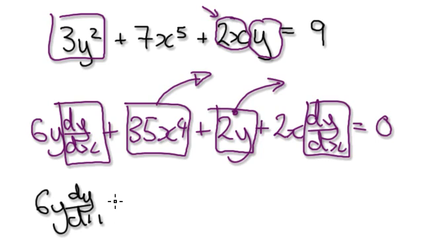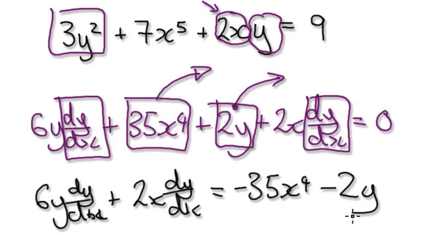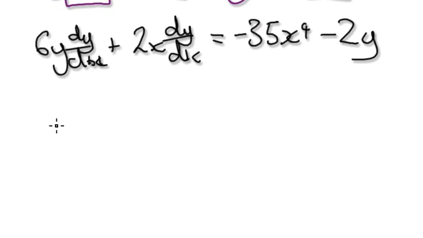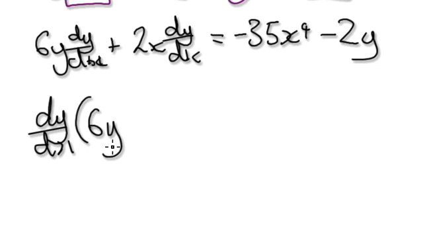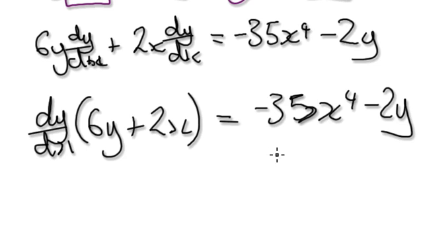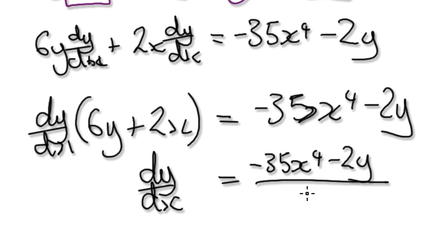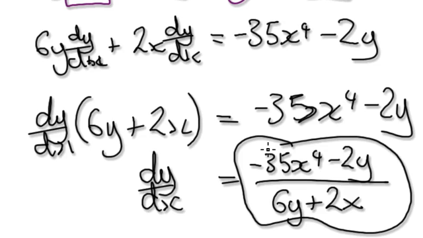So that will be 6y dy by dx plus 2x dy by dx equals, remember, we're taking away 35x to the power 4, and then we're going to take away 2y. Now factorize the dy by dx here. That will be dy by dx times the bracket 6y plus 2x equals minus 35x to the power 4 minus 2y, and then divide both sides by this. So dy by dx equals minus 35x to the power 4 minus 2y, over 6y plus 2x. So dy by dx is this. But the important thing is to master the product rule and the chain rule.